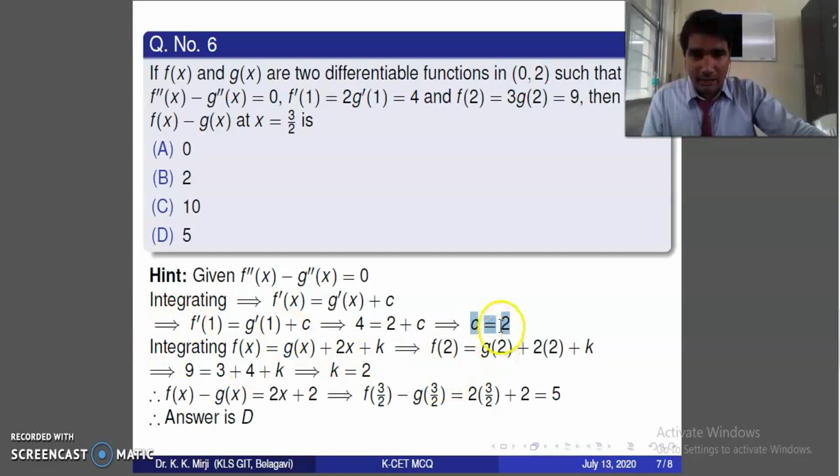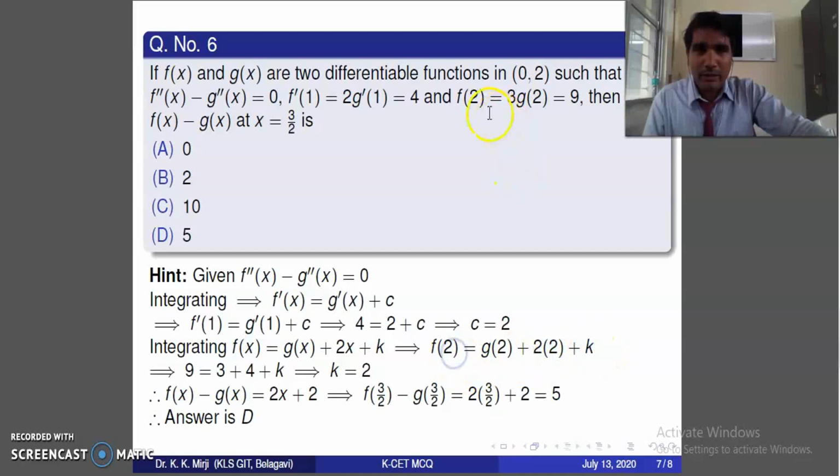Now again put that c value equal to 2 here and integrate this equation again. Then we'll get the integration of f dash of x is f of x, and the integration of g dash of x is g of x, and c is 2. So therefore integration of 2 is 2x, and some other integration constant k. Now put x equals 2 in this equation, so that you will get f of 2 is equal to g of 2 plus 2 into 2 plus k.